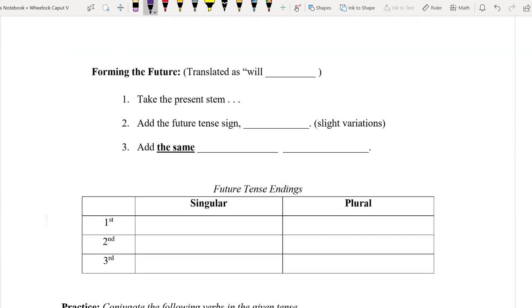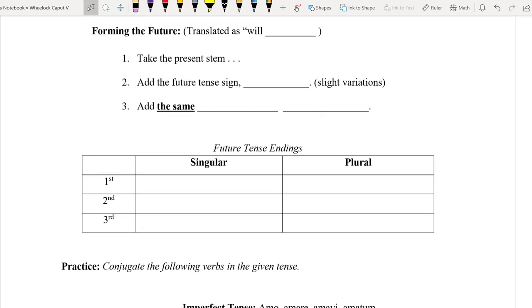Moving on to the future, okay? Future tense, something that's going to happen later on in time. Always in English, we're going to translate this as will plus verb. Will love, will see, will hunt, something like that. Still the same present stem, so the infinitive minus the RE. And then we're going to add our future tense sign, which is a BI, and there's a few slight variations to that. But then all you do is you add the same exact personal endings that we added with the imperfect or with our present tense verbs.